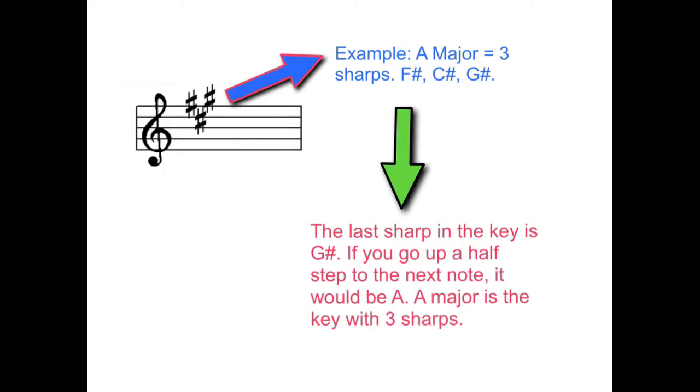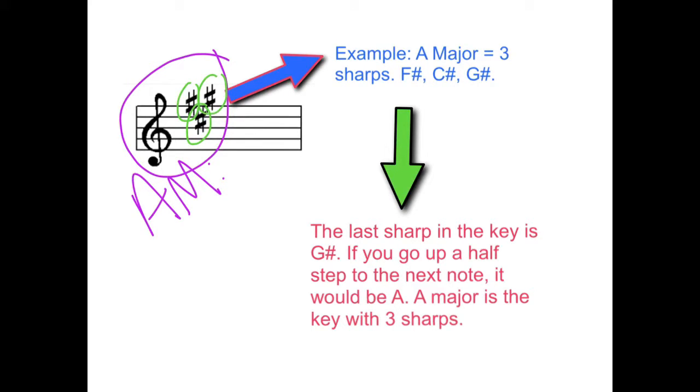For example, so if we are in A major, this is A major, right here. It has three sharps, F sharp, C sharp, and G sharp. What was the last sharp that I named? G sharp, right? Okay, so we look at that G sharp.